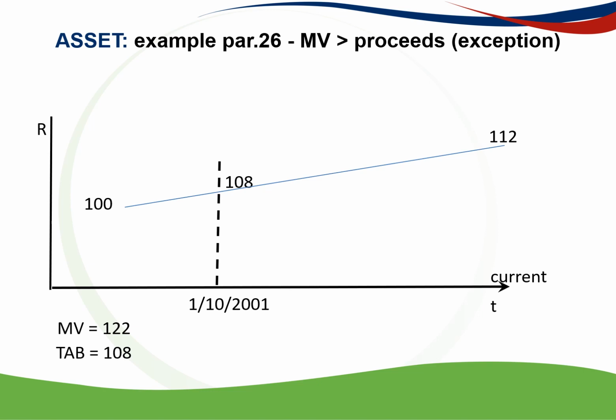So you'll see the asset is purchased before 1 October 2001 for 100 Rand. The time apportionment base cost is 108 Rand. And the proceeds when it was sold is 112 Rand. And the market value on 1 October was determined at 122 Rand. So you can see the market value of 122 is greater than the proceeds of 112 Rand.